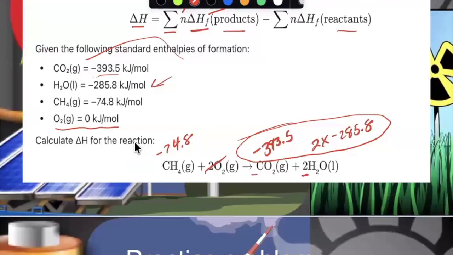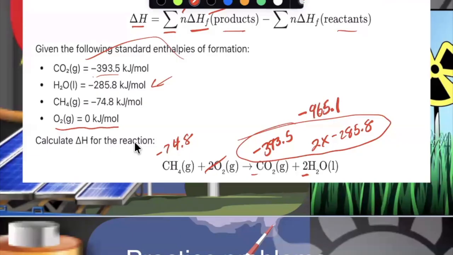So anyway, parentheses negative 393.5 plus 2 times negative 285.8, enter, and that is going to be negative 965.1.